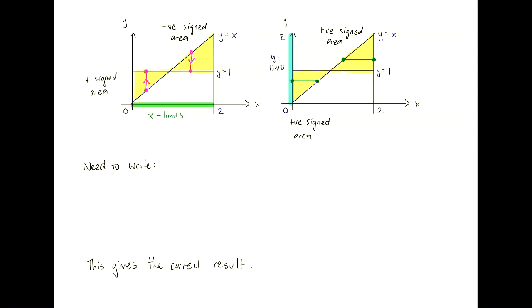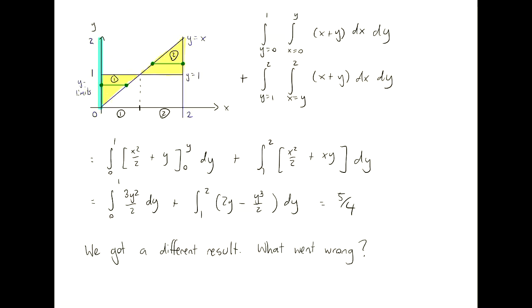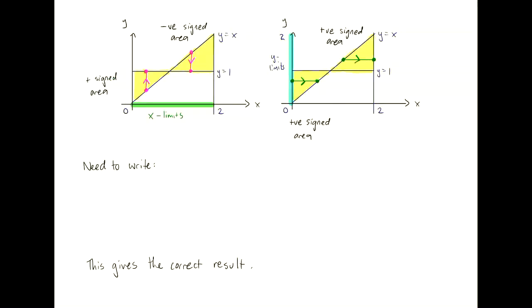The way we constructed this integral was that it went from 0 to y, but then we constructed the second integral. Yep, if my iPad works. But then we constructed the second integral so that it went in the positive direction. So we constructed both integrals to be positive, which means they both have positive signed area.